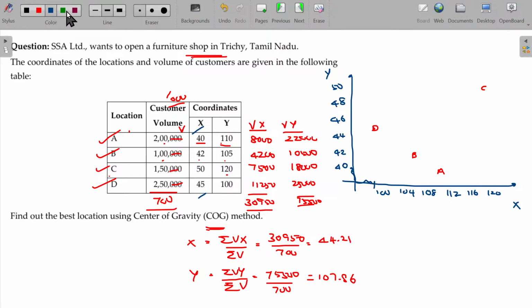The location to be chosen in this case, X should be 44.21 and Y should be 107. Then it should be anywhere between this place. This is the most optimum one, which means you can choose B. We have 4 locations, then which is the better location? B is the better location. That's very close to the center of gravity. The exact location is here, but you don't have this space to construct your facilities. What can you do? Nearby you just see.